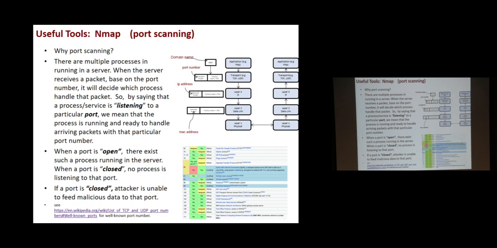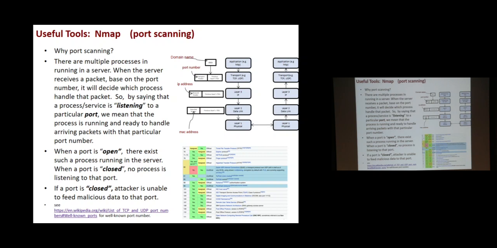Another tool is called Nmap. Nmap does what we call port scanning. Last week I mentioned that we can view every node as having an IP address and ports. This node has an IP address and many ports. Behind every port there is a process running, waiting, listening to the port, ready to process data sent to that port.